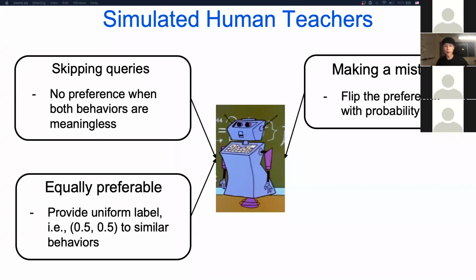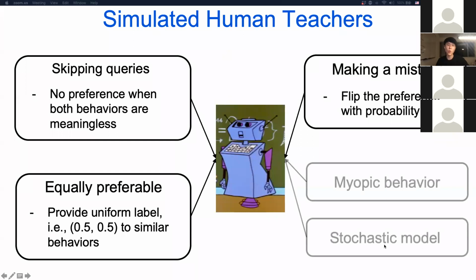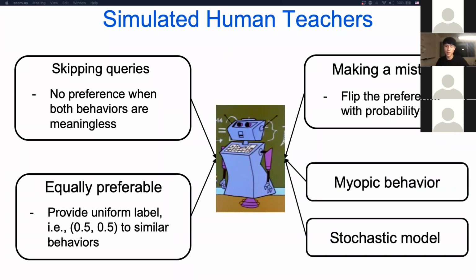And we also flip the preference with probability epsilon, because humans can make mistakes. So we randomly change the preference by flipping a coin. And there are more irrationalities, like myopic behavior and stochastic response, but please check out the paper for more detail. So we incorporate these kinds of functionality into this simulated teacher and evaluate our method with various simulated teachers by changing some hyperparameters for these functionalities.